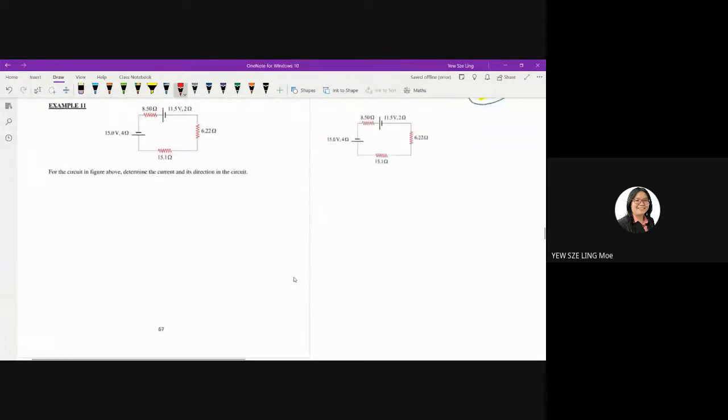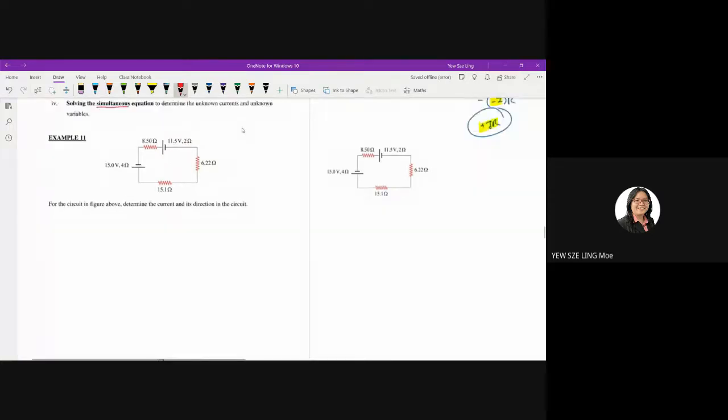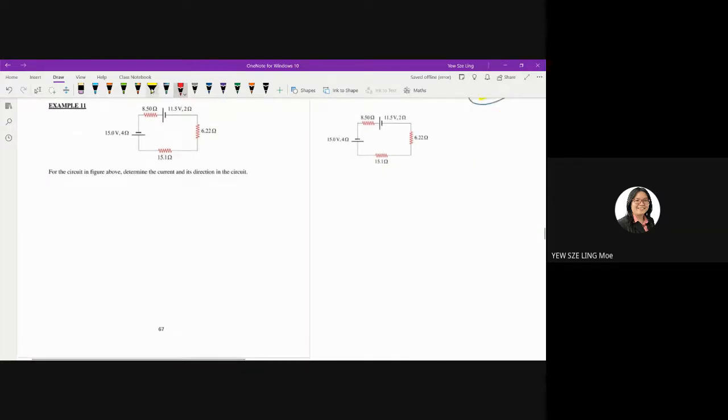So let's look at example 11. In example 11, you're given a battery of 11.5 volts. If you look at this question, you have a comma right here, and then 2 ohm. So what does it mean? It means you actually have an internal resistance right here.